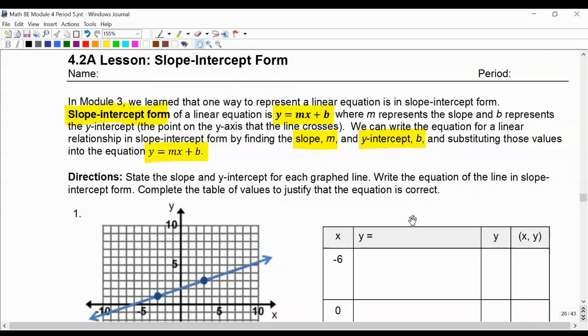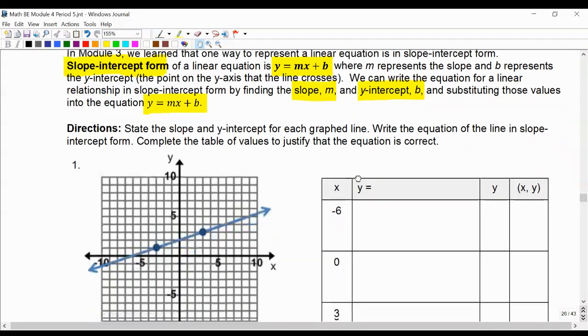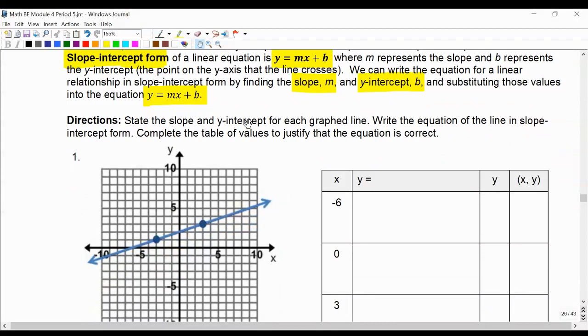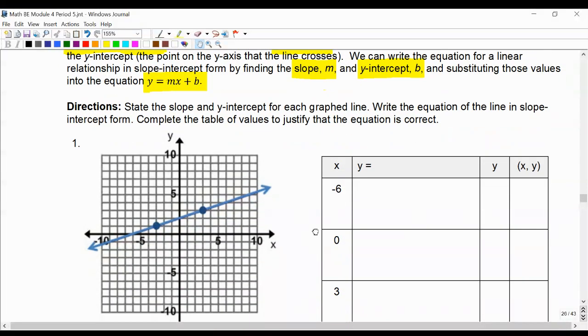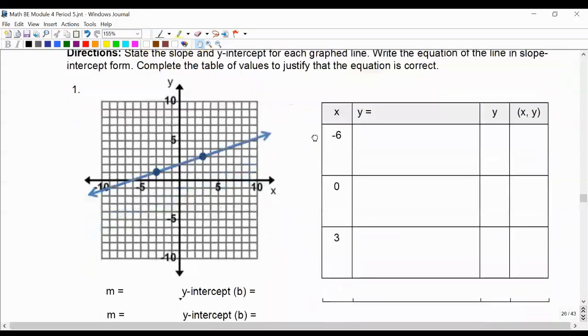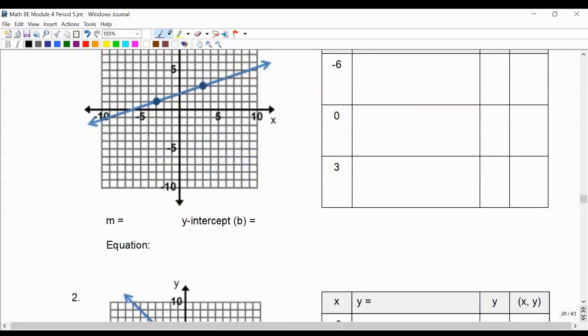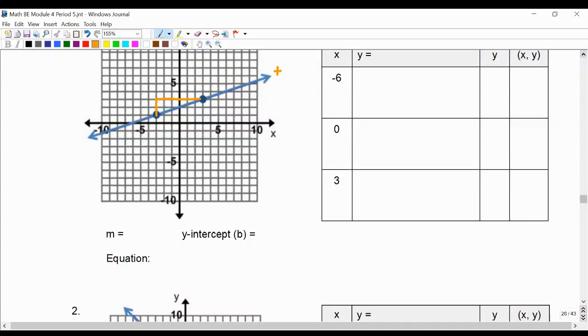Let's look at the first example. We're going to start with finding the slope and the y-intercept. Then we're going to write the equation of the line up here, and then we're going to use the table to check that our equation is correct. First thing we'll do is look at our graph. We'll mark it up with our slope. We might even also make a note that this is a positive slope problem.